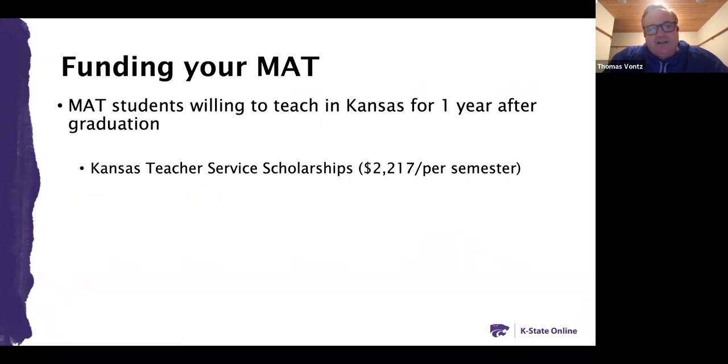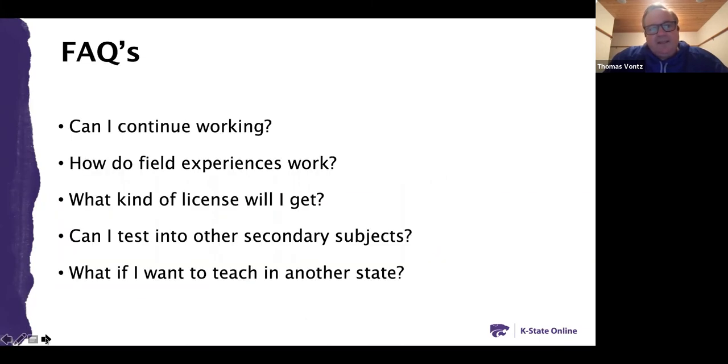For social studies, to get these, you have to agree to teach for at least 1 year in Kansas City, Kansas, in Wichita, in Topeka, or the western 1/3 of Kansas. So my daughter was on one of these, and she teaches in Kansas City, Kansas, and in fact, she's in the other room and loves it. And that would pay for roughly 1/3 of your MAT.